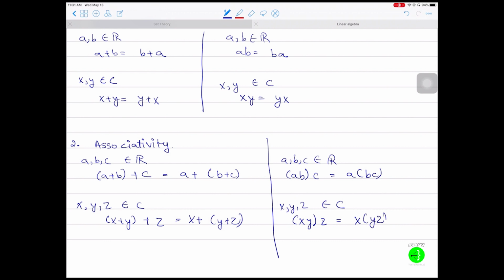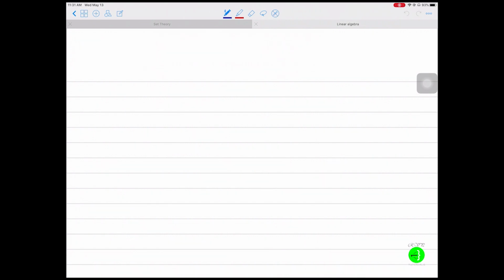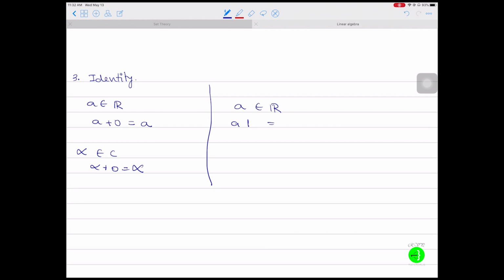The next property we would discuss is identity. We know that if a is a real number, then there exists this number 0 where a plus 0 is a. Similarly, for a complex number alpha, there is a 0 such that alpha plus 0 equals alpha. And for any real number a, we have a times 1 is a. We also have the same thing in complex numbers: for any alpha in the complex numbers, alpha times 1 is alpha.